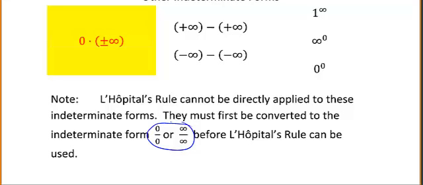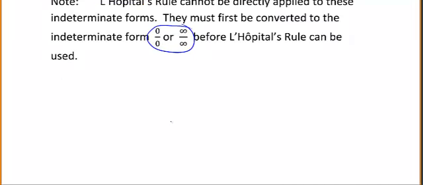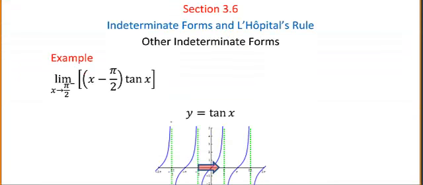To deal with any of these other indeterminate forms, we have to first convert them to either infinity over infinity or 0 over 0, to apply L'Hopital's rule. There might be other ways we could deal with them, but if we're going to use L'Hopital's rule, then we'll have to convert them to either 0 over 0 or infinity over infinity. So let's take a look at this situation.